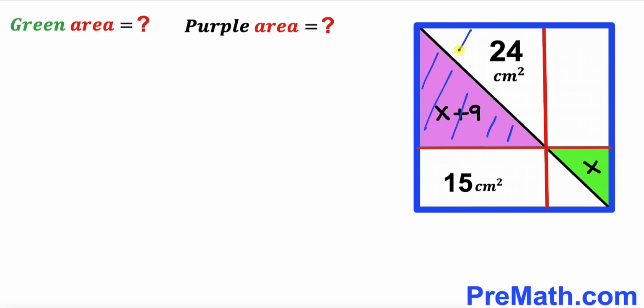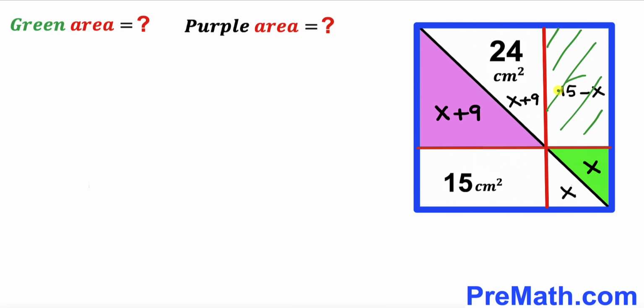And now let's focus on this whole trapezoid. Its area is 24, and moreover we know that this triangle area is x plus 9. So therefore this rectangle area is going to be simply 24 minus x plus 9, and that could be written as 24 minus x minus 9, and that is going to be equal to 15 minus x. So the area of this rectangle turns out to be 15 minus x.